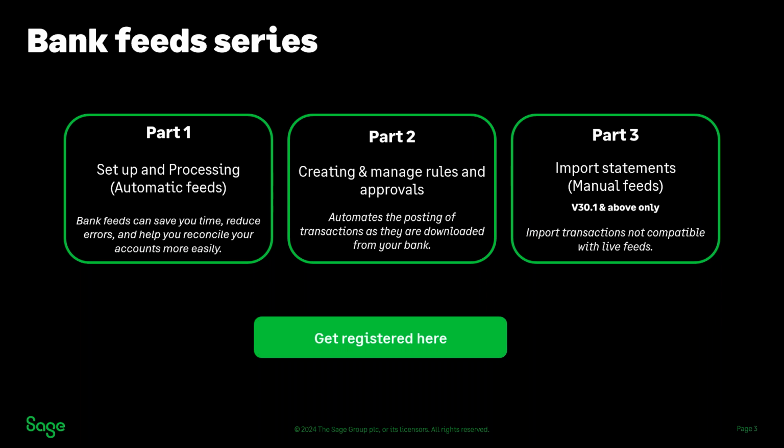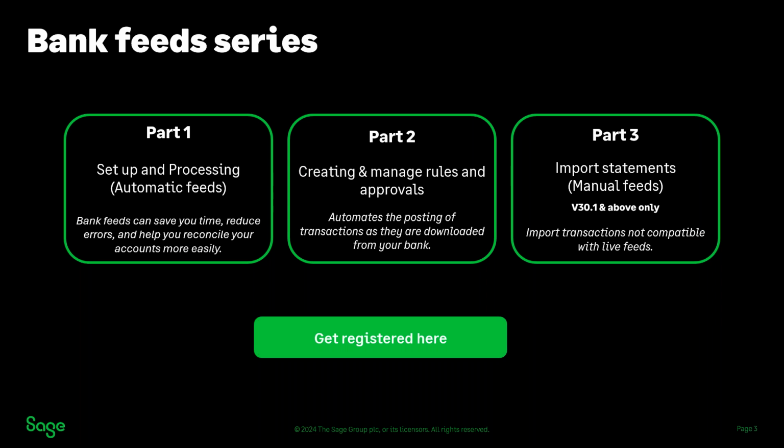Just before we get into the session, I just want to explain a little bit more about the Bank Feeds series, and whether you've attended any of the other sessions. We've split the Bank Feeds series into 3 parts. Part 1 is all about automatic bank feeds, which is where it downloads the transactions from your bank for you. This can help you save time, reduce errors, and help you reconcile your accounts more easily. Then we've got part 2, which is all about creating and managing rules and approvals.